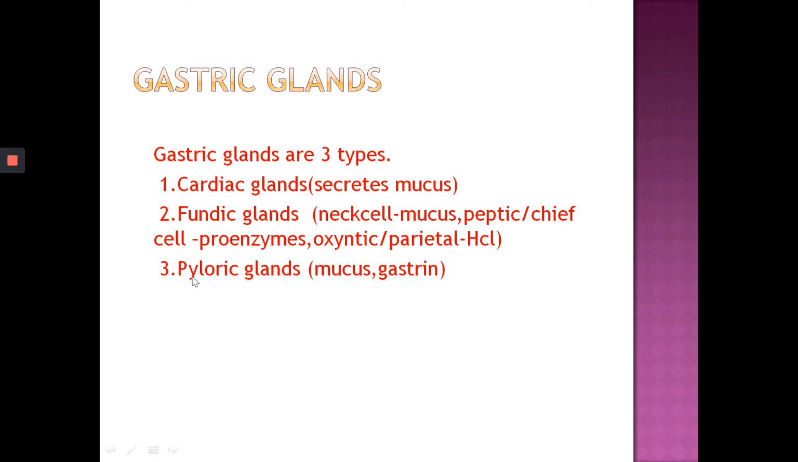Next, the third type of gland, pyloric glands. Pyloric glands are present in the pyloric region of the stomach. These glands secrete mucus and a hormone known as gastrin. Gastrin is a hormone, not an enzyme. It is secreted by the cells present in the pyloric glands.